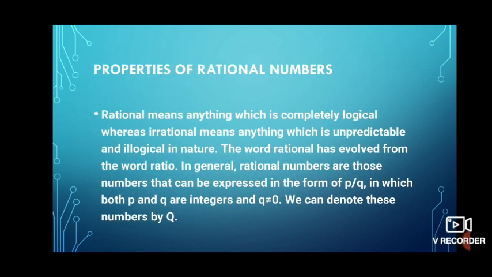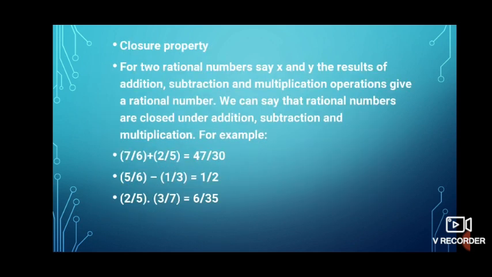Next, properties of rational numbers. We have already seen these general properties for whole numbers and integers in the last classes, children, in 7th and 6th class. Now, the same properties we are going to see for rational numbers. Here, as we already know, a rational number will be in the form of P by Q, where P and Q are two integers and Q should not equal 0. And it is denoted by capital Q.